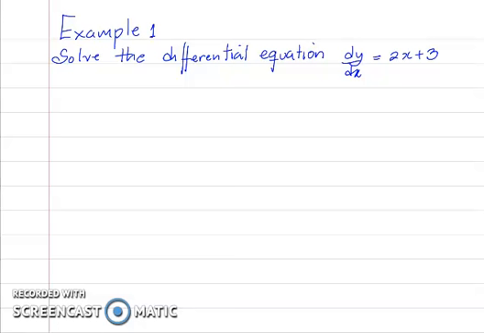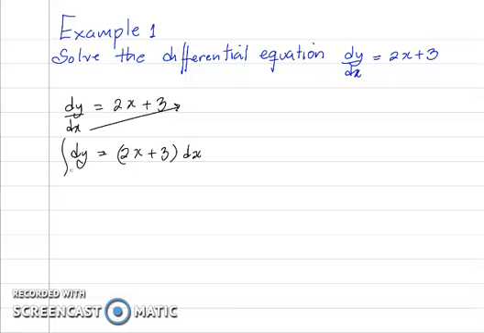Example 1 says, solve the differential equation dy by dx is equal to 2x plus 3. So let's write it: dy by dx is equal to 2x plus 3. What I'm going to do now is bring my dx over here. So now I have dy is equal to (2x plus 3) dx. Then I'm going to integrate both sides. The left-hand side, I'm integrating with respect to y, and the right-hand side, with respect to x.